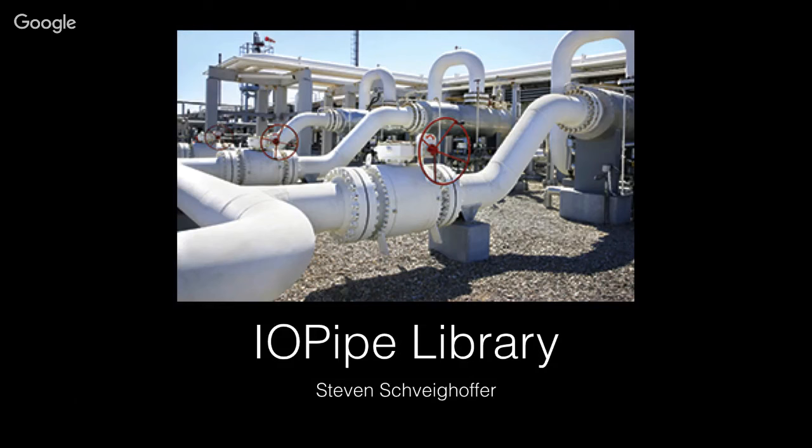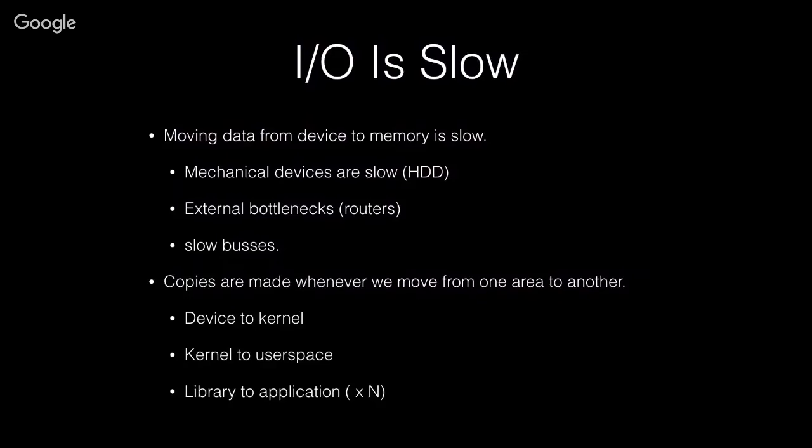So, welcome. This is a presentation on my iopipe library. It uses direct buffer access to enable more optimized usage of buffer data. First thing to remember about IO is that it's slow. When you're moving data from device to memory, mechanical devices like hard drives are slow, everything is slow.